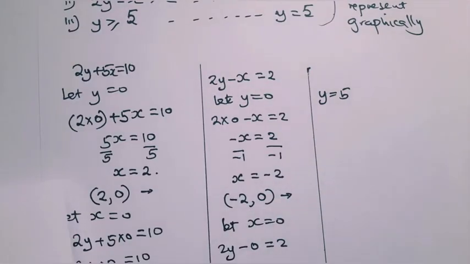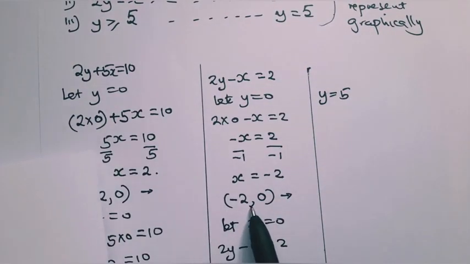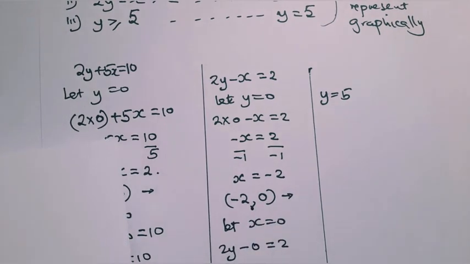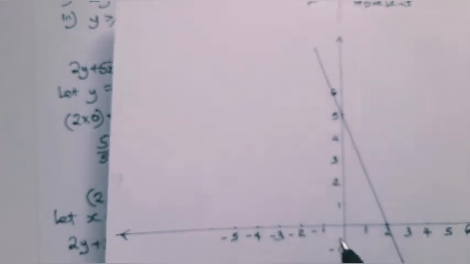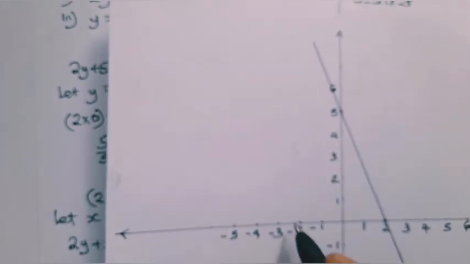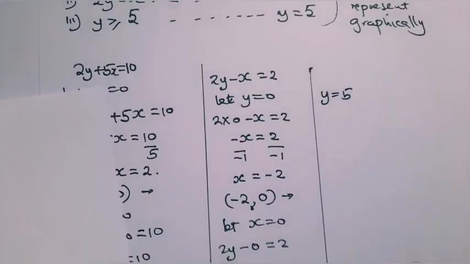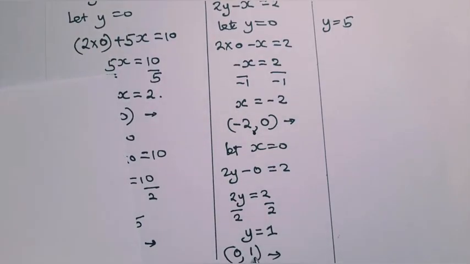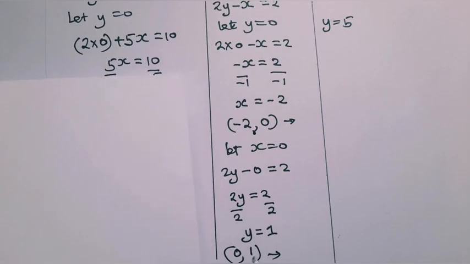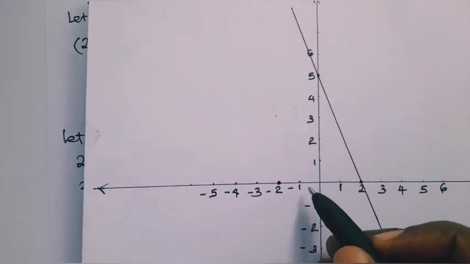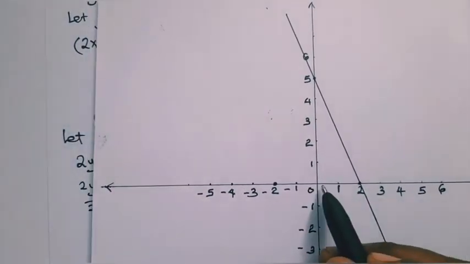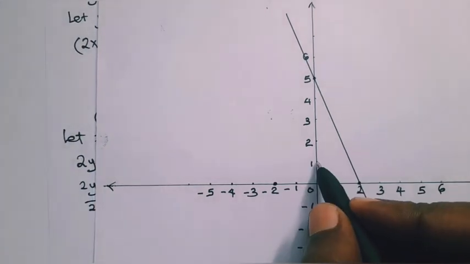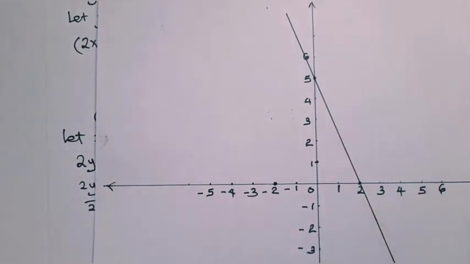Next, we have to draw for the second inequality. This is negative 2 and 0. So you come here and look for negative 2 and 0. This is negative 2 on x and 0 is on y. So this is a point. The next point is 0, 1. 0 on x and 1 on y. So this is the point.